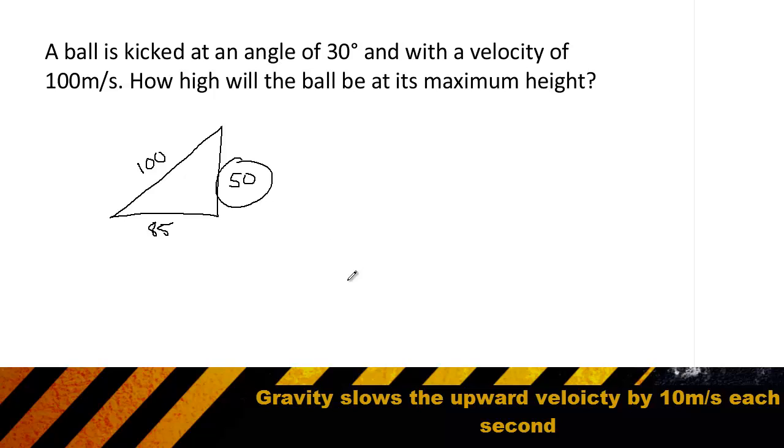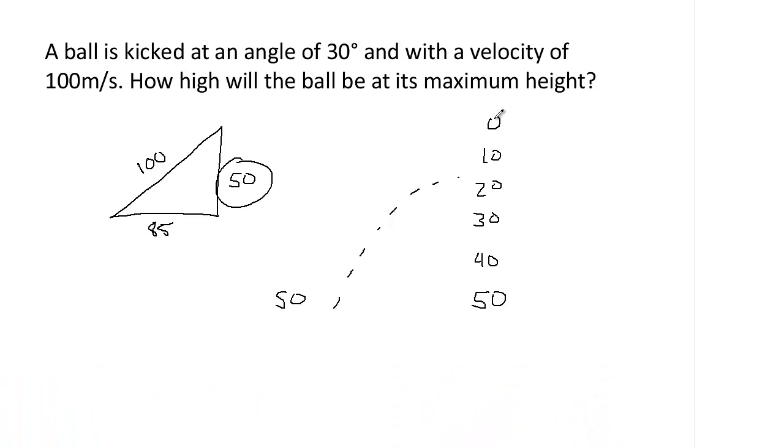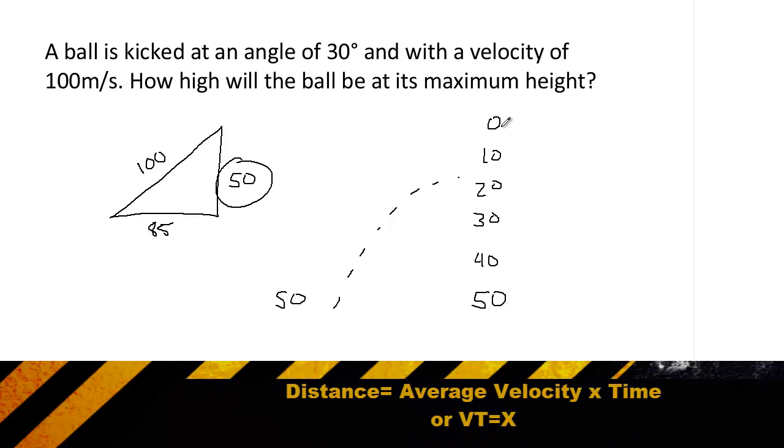When the ball is kicked upward, it starts off initially at a rate of 50 meters per second. But gravity is going to slow it down. How fast will gravity slow it down? At exactly 10 meters per second every second. So if we draw out its velocity as it goes upward, initially it's going 50, 1 second later it's going 40, 2 seconds later it's going 30, and then 20 and 10, and finally it reaches 0. In that way you could see it would take exactly 5 seconds for it to slow down from 50 to 0.